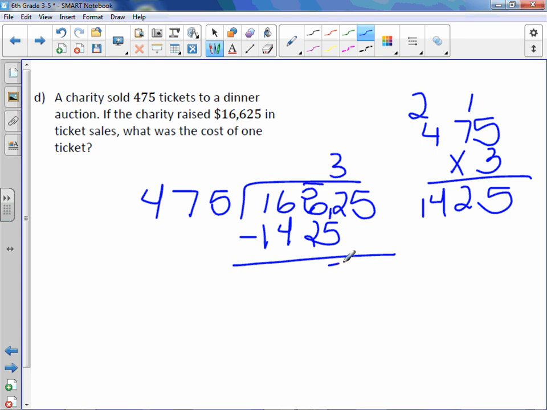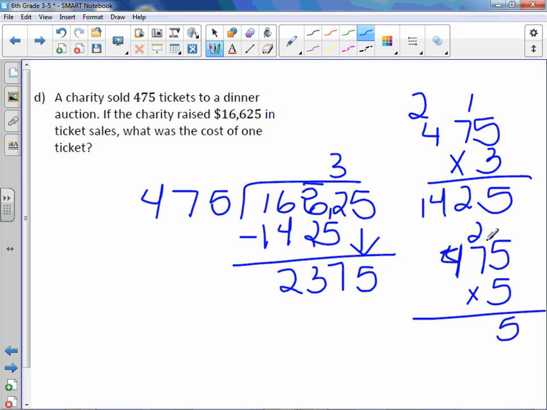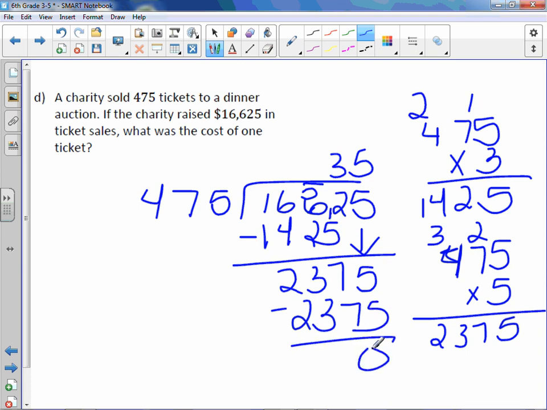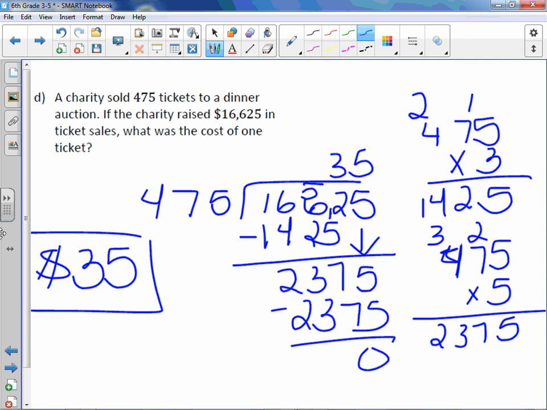We have 12 minus 5 is 7. 3 and 2. Bring down the 5. Okay. It's a little bit bigger. Let's try a nice even amount of 5. 25. Carry the 2. 35 plus 2 is 37. And 20 plus 3 is 23. Works out evenly. So what is the cost of one ticket? You could simply say $35 or $35 per ticket.